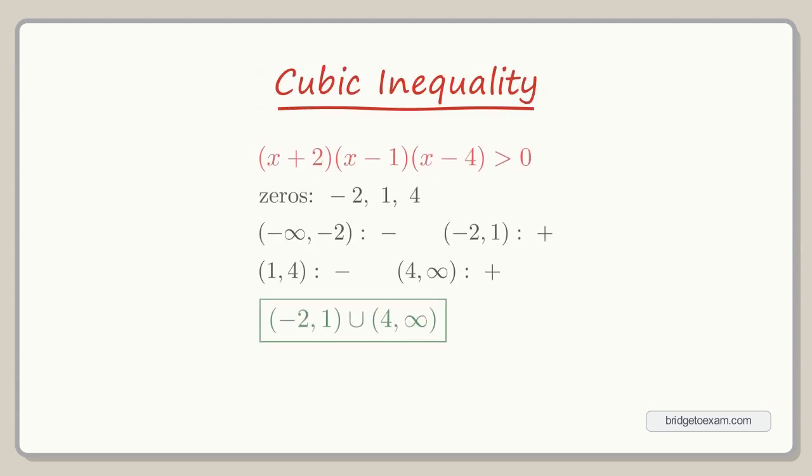Solve (x + 2)(x - 1)(x - 4) > 0. The critical numbers are -2, 1, and 4. Testing intervals gives signs negative, positive, negative, positive. Because we want greater than 0, the solution is from -2 to 1, union 4 to infinity, with open endpoints.